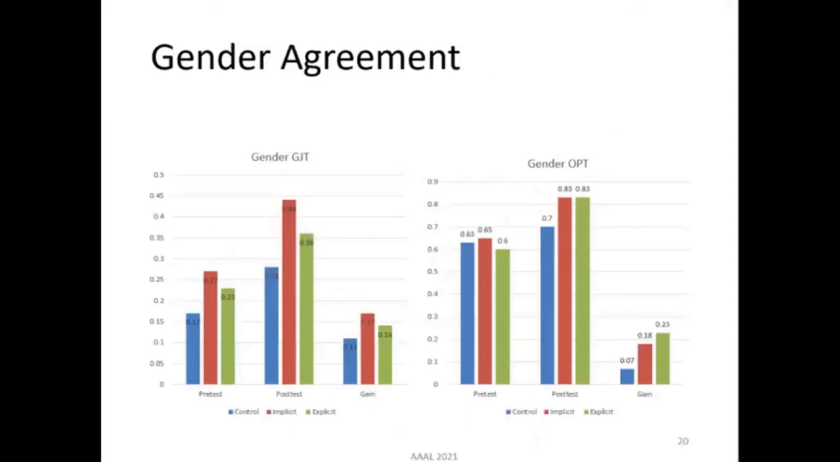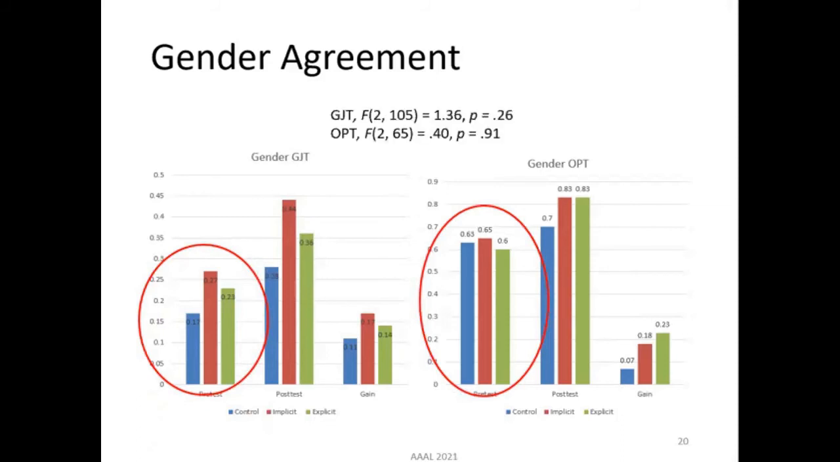Here in this slide, you see 2 bar charts displaying the descriptive statistics for gender agreement scores. The one on the left is for the grammatical judgment test, and the one on the right is for the oral production test. We are not concerned about the details of these charts now. The important point for us here is whether the groups differed in their pretest scores. Because if they do, we cannot easily attribute the gains to the treatment. One-way ANOVAs showed that the groups' pretest scores didn't differ significantly from each other. This means that the groups were comparable in their starting levels.